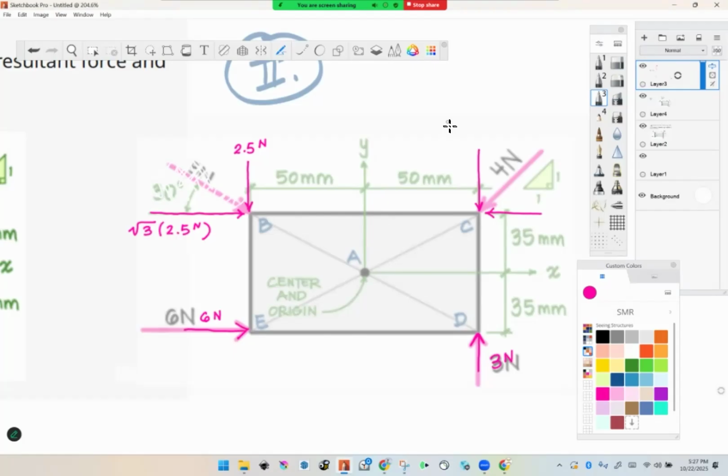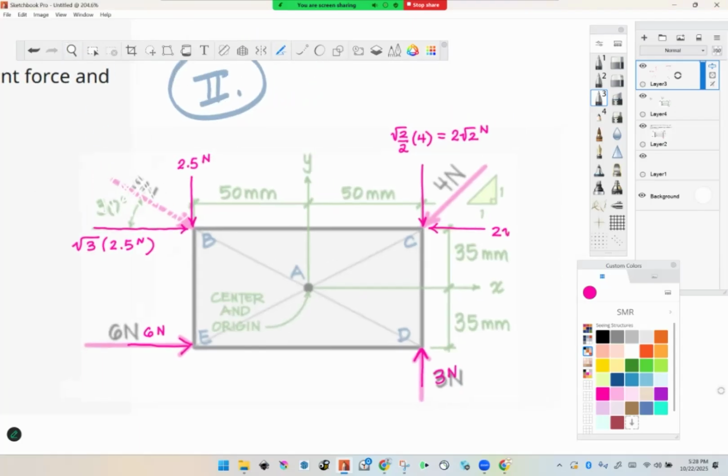And each one of these is going to be square root of 2 over 2 times 4. Okay, so 2 root 2 newtons, 2 square root of 2 newtons for those two components. And just kind of tidying this up. So now I've got this one. I don't have to worry about this being at an angle anymore.